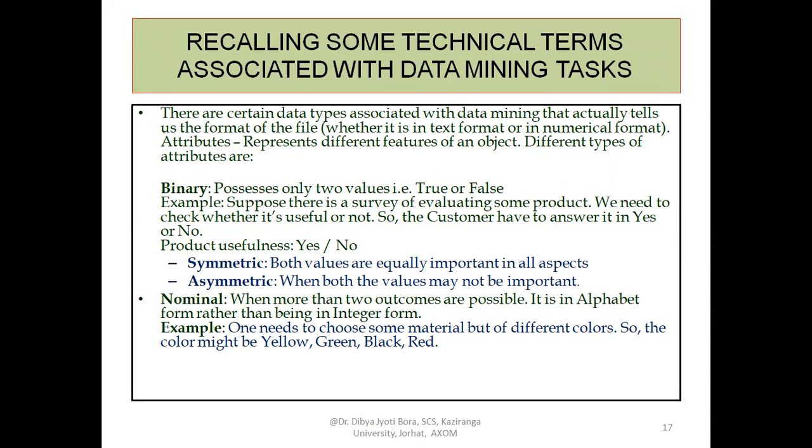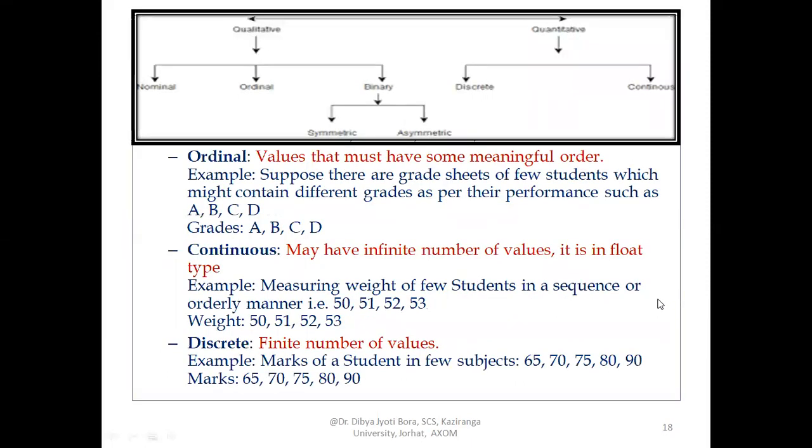Then we were discussing some technical terms associated with data mining, like binary attribute. There we have seen symmetric and asymmetric. Symmetric means both values are equally important in all aspects. Asymmetric is when they both may not be important for the respective tasks. Then nominal attribute, where more than two outcomes are possible, like the colors of a rainbow. Then ordinal attributes, where the values have some meaningful order. Then continuous may have an infinite number of values, mostly float type. Discrete is when a finite number of values are there.